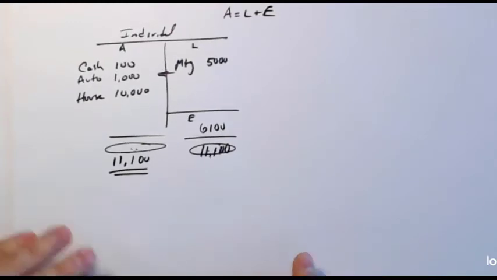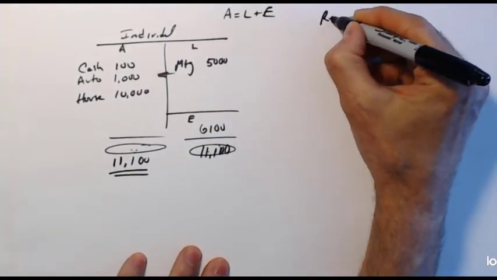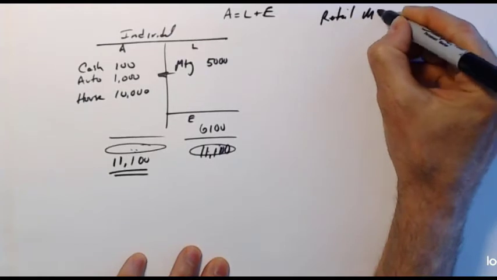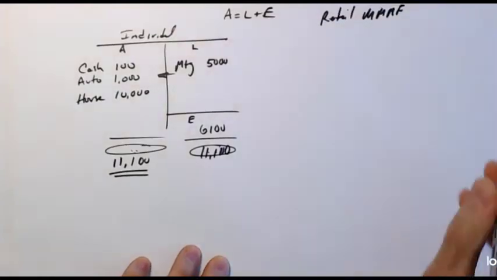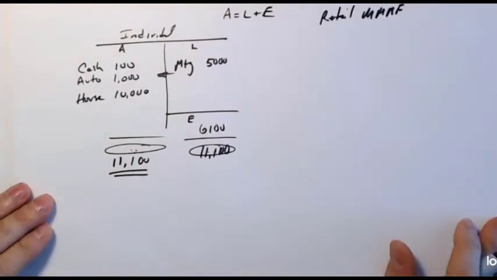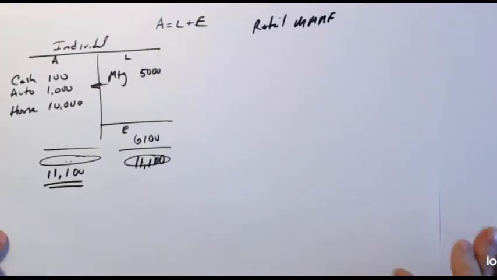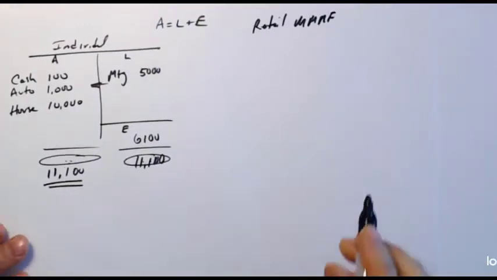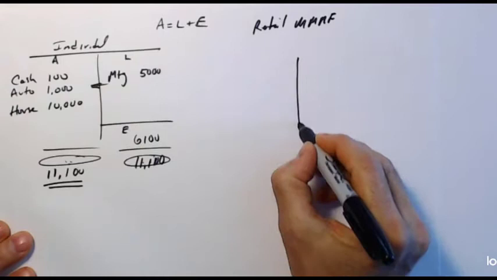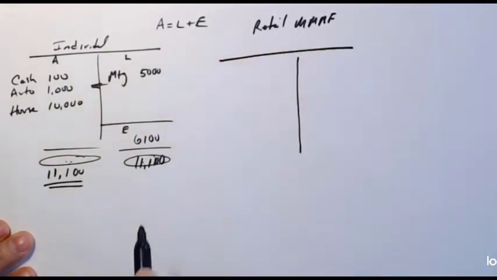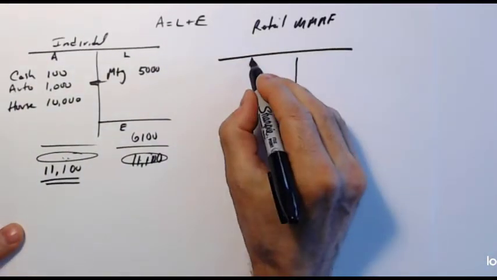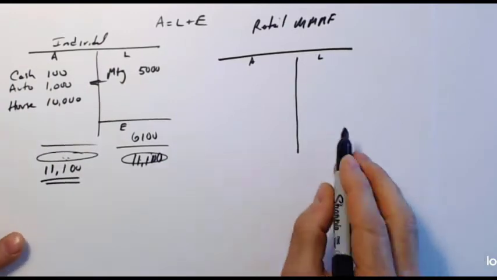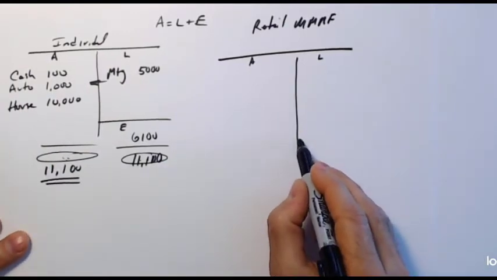Okay, so now let's look at a retail money market mutual fund. As I said, these were shadow banks from long ago. They still exist. They're still an interesting part of our financial economy, financial institutions. And so here we have their balance sheet. They have assets, they have liabilities, and they have equity.